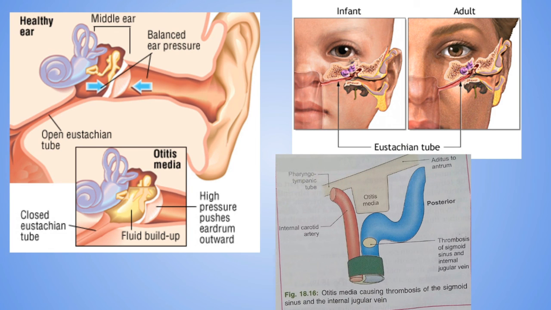Now the pus from the middle ear may take one of the following courses. Either it may be discharged into the external ear following the rupture of the tympanic membrane, or it may erode the roof and spread upwards, causing meningitis and brain abscess, or it may erode the floor and spread downwards, causing thrombosis of the sigmoid sinus and the internal jugular vein, or it may spread backward, causing the mastoid abscess. Now remember, chronic otitis media and mastoid abscess are responsible for the persistent discharge of pus through the ear. Otitis media is more common in children than in adults.